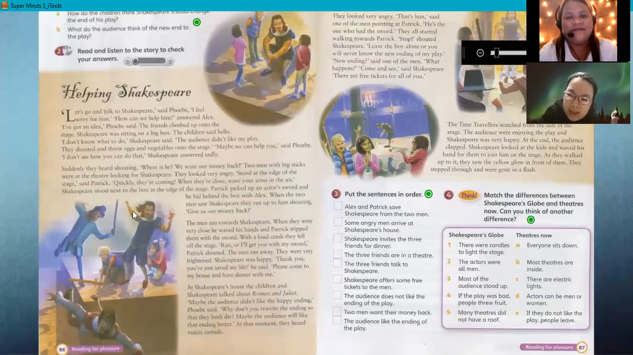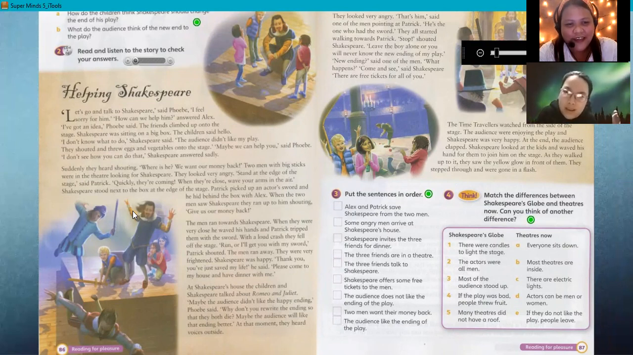The audience didn't like Shakespeare's play, and then the kids advised Shakespeare to change the ending of the play, and the audience liked the new ending.